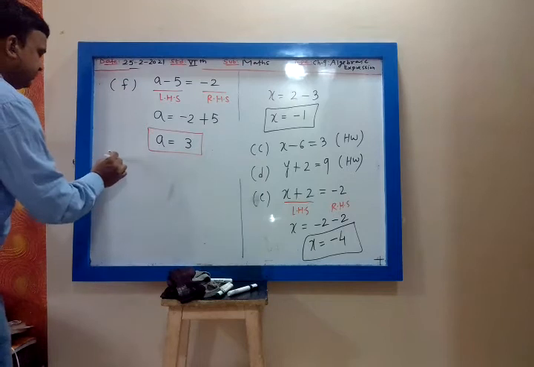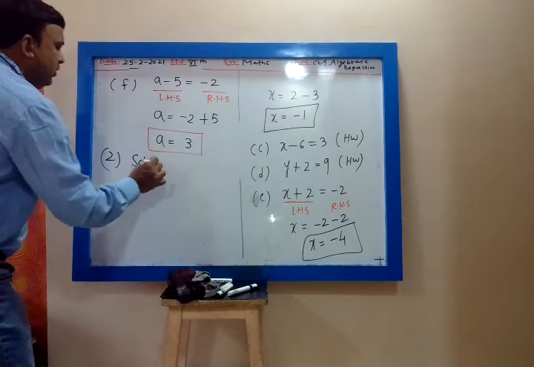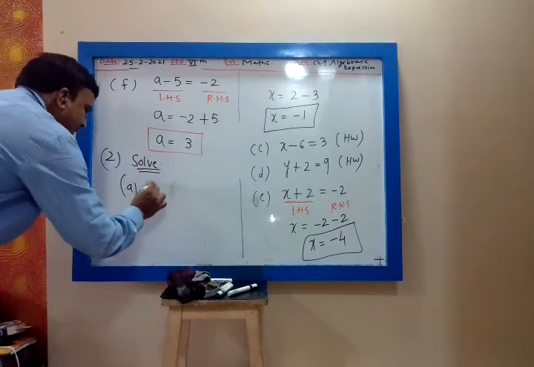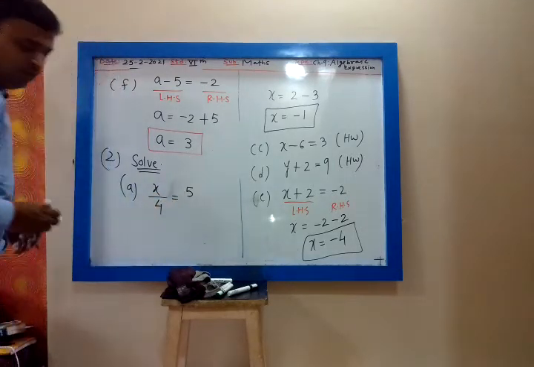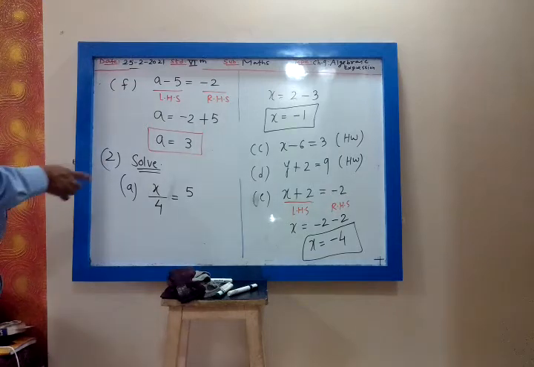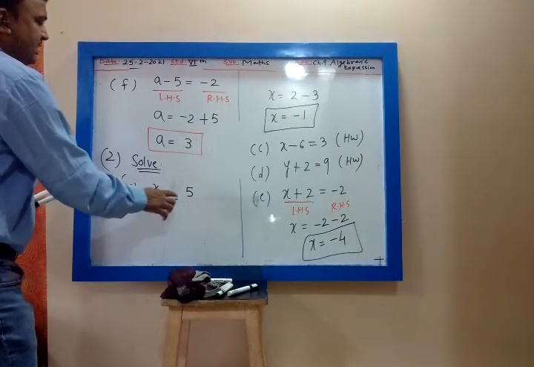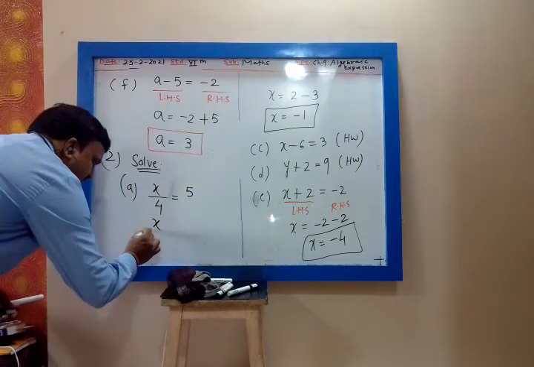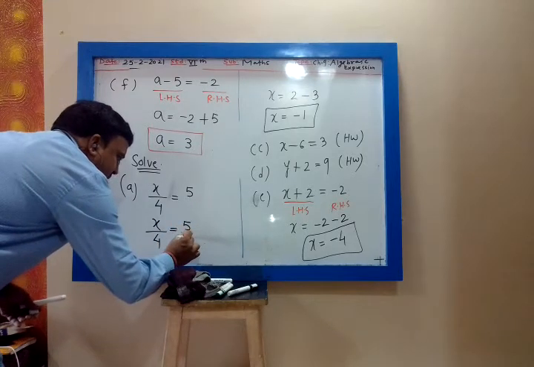Then second, solve. First, x upon 4 is equal to 5. Now x upon 4 is a fraction. So the left hand side is a fraction, the right hand side is not a fraction. So we write x upon 4 is equal to 5 upon 1. Very good, 5 upon 1.